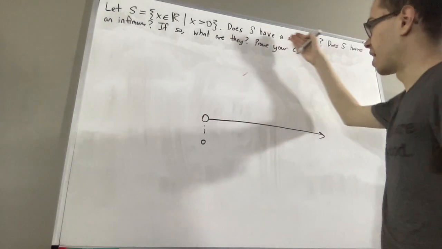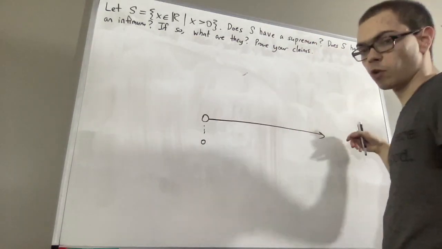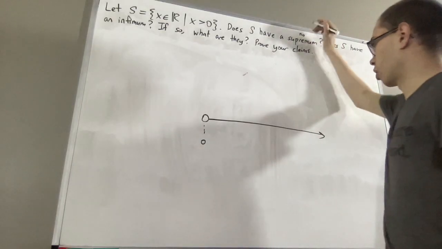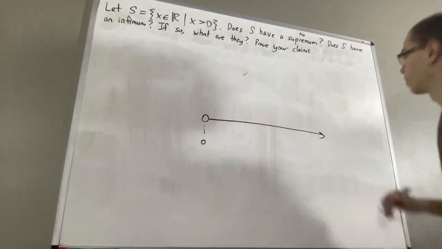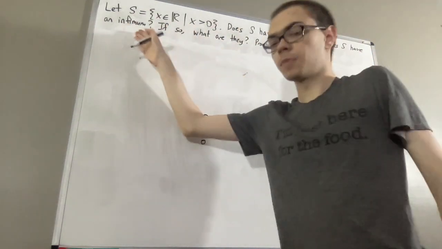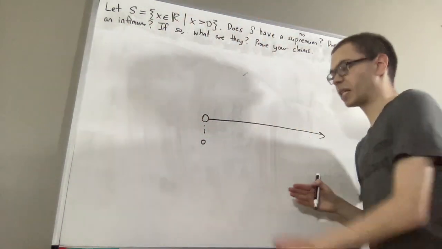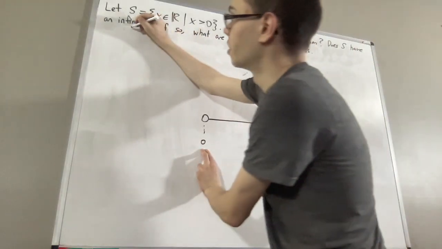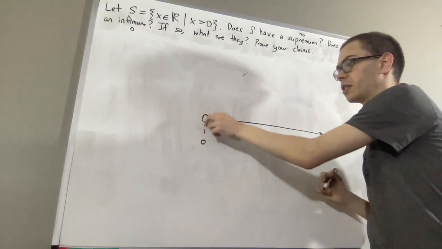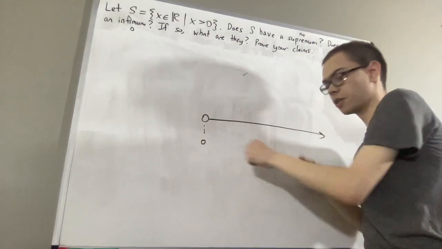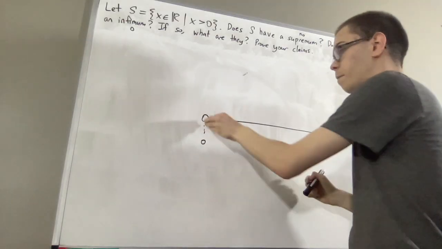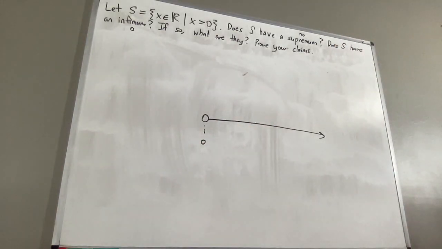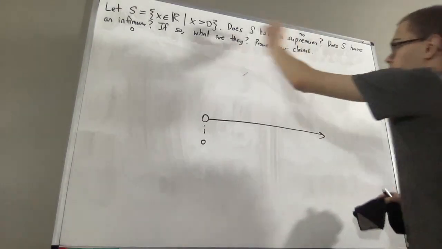So does S have a supremum? Well, since it extends forever to the right, it shouldn't have any upper bound, so our claim is that it does not have a supremum. Does S have an infimum? Our claim is again going to be that the infimum of S is equal to 0. But notice, 0 is not actually an element of the set. So proving that 0 is the infimum, we'll have to do it a different way than we did before. So now let's get into proving our claims.